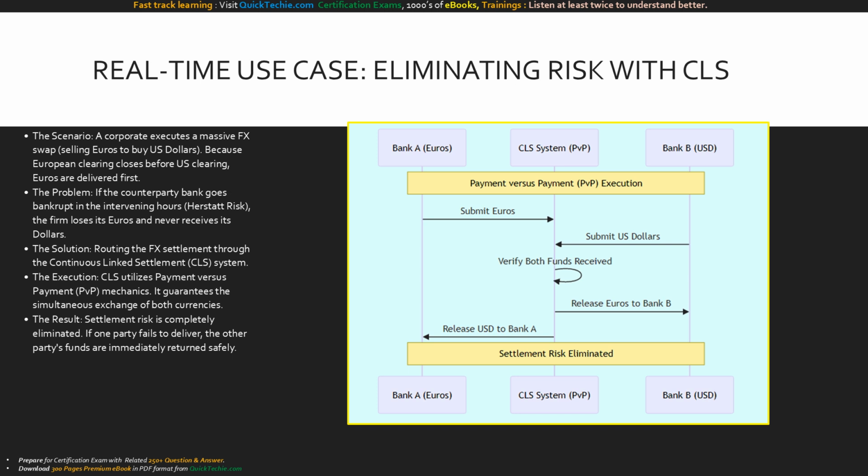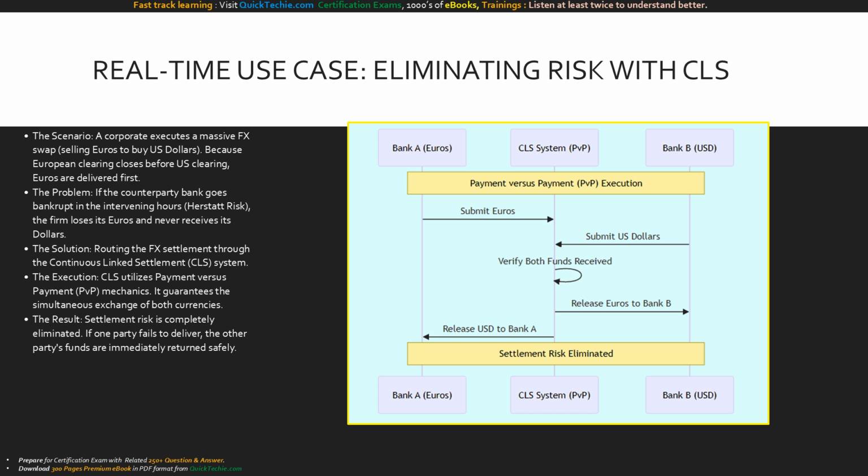This sequence diagram brilliantly illustrates the CLS payment versus payment mechanism. Instead of Bank A and Bank B paying each other directly across different time zones, both submit their respective currencies simultaneously to the centralized CLS system node. CLS holds the funds and securely releases them to both parties at the exact same moment, totally neutralizing the threat of settlement risk.